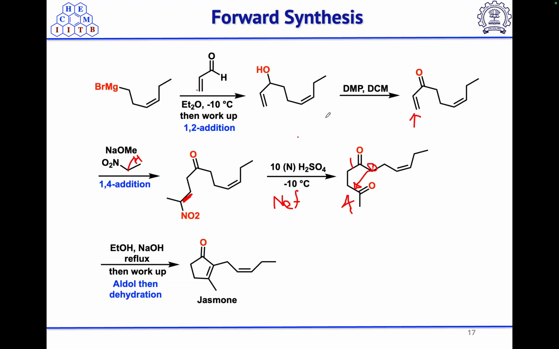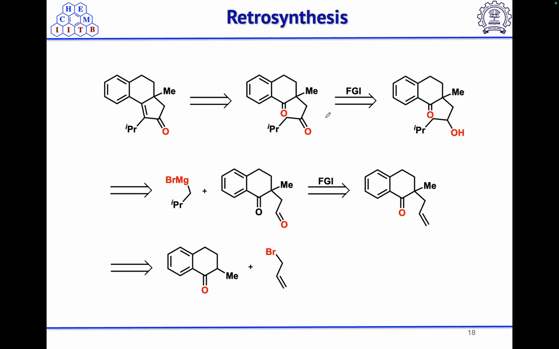Now coming to the last example of today's tutorial. This is one of the molecules. If you see clearly, this is a tricyclic molecule. This is the aromatic part, this is the 6 member ring, and this is the 5 member ring having an alpha beta unsaturated carbonyl group. From where can we get this alpha beta unsaturated carbonyl group?